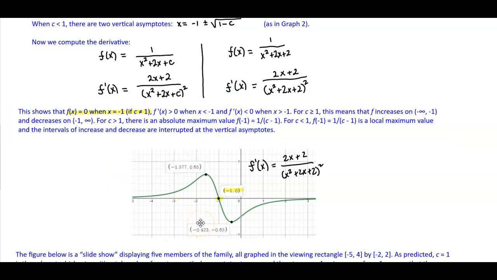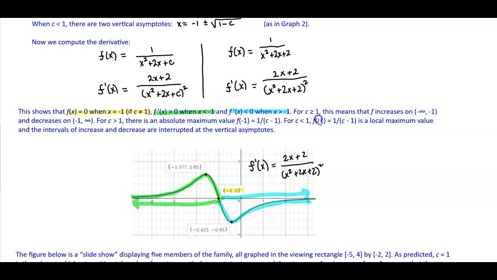Okay, so we can see here that this derivative is going to be here, which is greater than 0, when we can see here when it's less than negative 1. Okay, and then we also know that the derivative is going to be less than 0 when x is greater than negative 1. So we can see here it's going to be below the x-axis. And so therefore here it's going to be greater than negative 1.